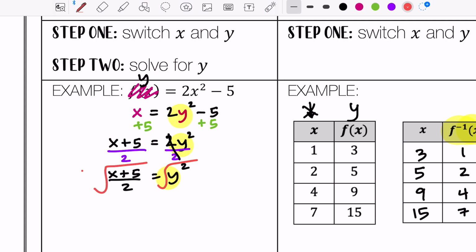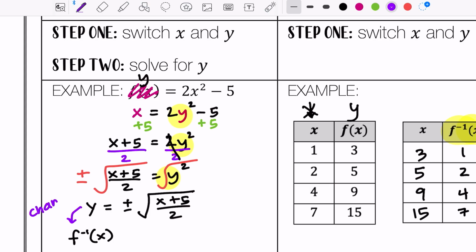So you need to put the plus or minus on the side opposite the y. So from here, I'm going to rearrange things a little bit, and I'm going to get y equals plus or minus square root x plus 5 over 2. And that ends up equaling the inverse because we got the y by itself. So all you need to remember is that you need to change back to function notation.